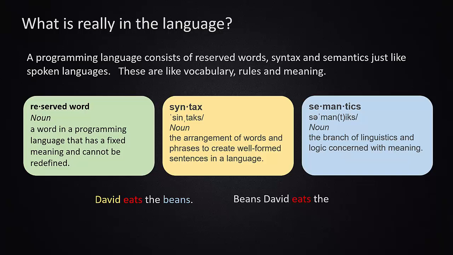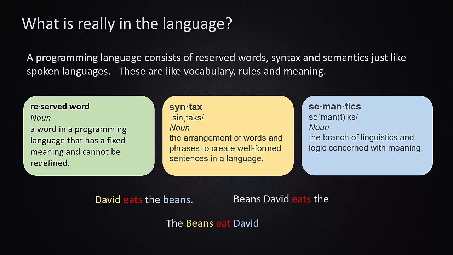We might rearrange the word order, and we can still identify eats as a verb, but "beans David eats the" now doesn't quite make sense syntactically. We're not sure; the word order has caused problems. We can't identify a subject here anymore. So this sentence would have syntax problems. It also doesn't have a period at the end, so technically it's not a sentence.